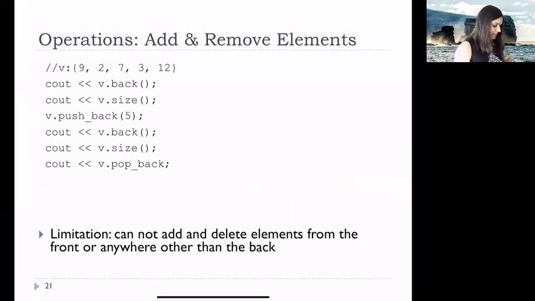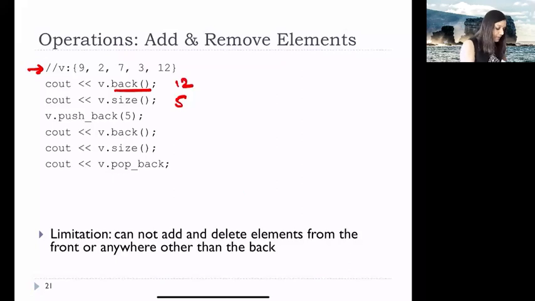These functions are very straightforward as it goes by the name. So it's like back, it will cout the last element of the vector, 12. So if your vector is this, v dot back will print out 12. If your vector is again the same, then v dot size will print out the size of the vector, which is 1, 2, 3, 4, 5.